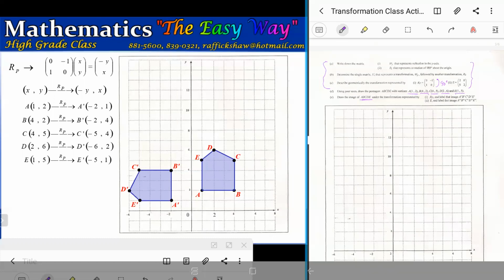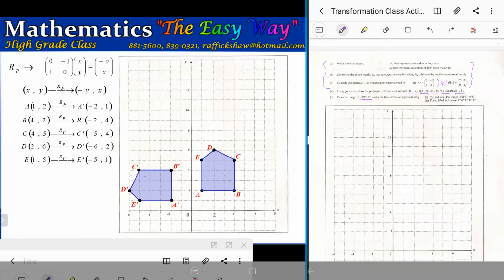All right. That's it. We're going to do the enlargement now about the origin. Remember, I told you that the enlargement is easy. If the scale factor is 2, you just multiply the coordinates by 2. If the scale factor is 5, you multiply the coordinates by 5. If the scale factor is -2, you multiply the values by -2. That is all. You multiply the coordinates by the scale factor when you have an enlargement about the origin.